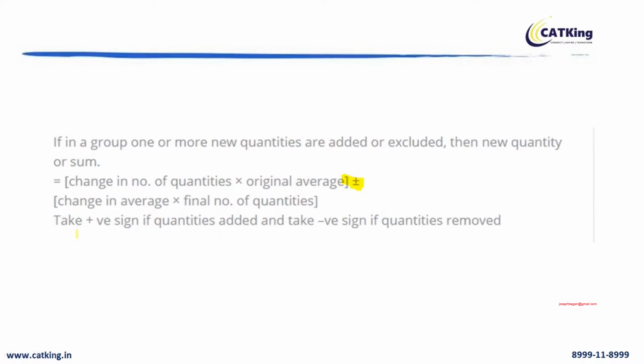And the change in average, so let's say the average increases or drops, will be the change in average into the final number of quantities, that is the new number of quantities. Take a positive sign if quantities are added and a negative sign if quantities are removed. So it's a simple concept. If quantities are added, you use the plus sign. If quantities are subtracted, you use the minus sign. Simple. Let's solve an example of this concept.